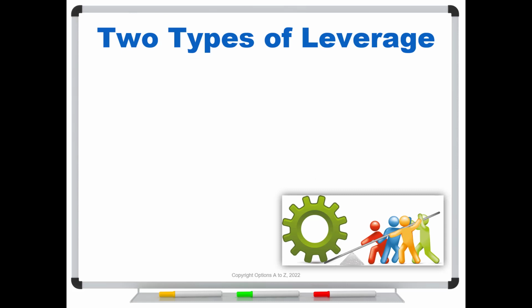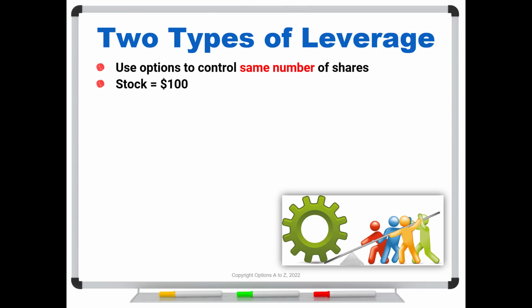So in the options market, we have two basic types of leverage that you need to be aware of. One is where you can use options to control the same number of shares. So this is what we might call a safer use of leverage. So for instance, let's say that the stock is trading for 100 and you buy 100 shares for a total of 10,000 bucks. All right, so that's our benchmark, 100 shares for 10,000 bucks.